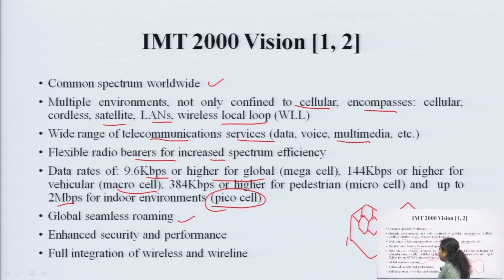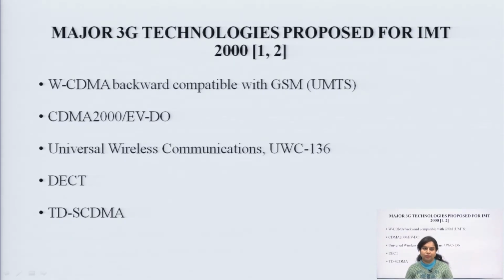Then global seamless roaming is provided. It has enhanced security and performance, because since IMT-2000 has to provide connectivity globally, the security has to be increased by using PN sequences or Walsh codes. It has to be highly secured, because the connectivity has to be provided globally. Then there is full integration of wireless and wireline; both techniques are integrated to provide the connectivity in this IMT-2000.